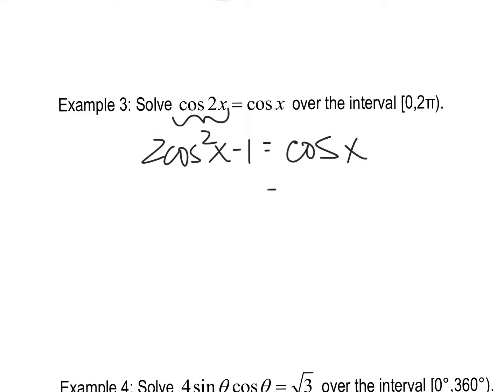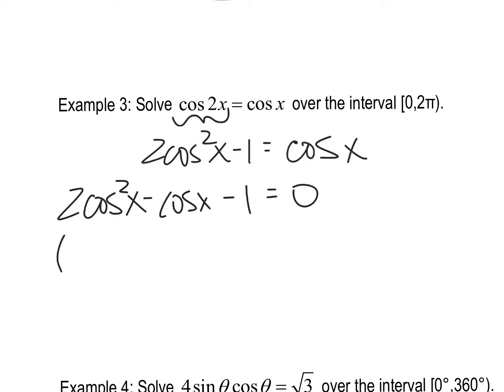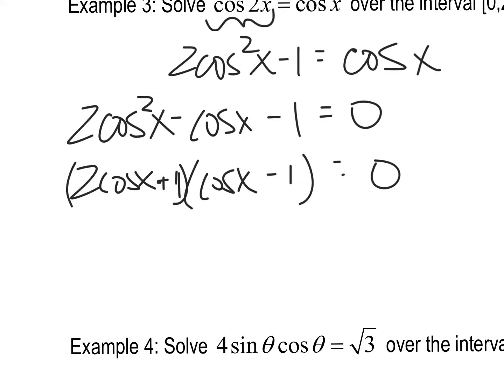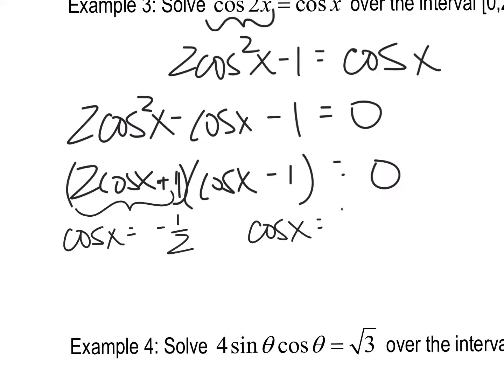Now remember, one of our strategies is to bring everything over to one side so that I can have 0 on the other side. That means 2 cosine squared x minus cosine x minus 1. Let's try and factor this thing. I believe I got it factored correctly. Yeah. Okay, so now I'm going to solve my two different equations. This part means that when I get cosine x by itself, I get negative 1/2. And in this case, I have cosine x equals 1.